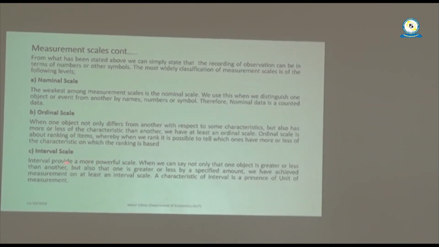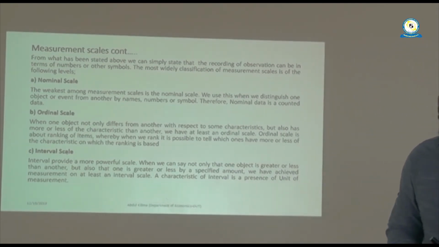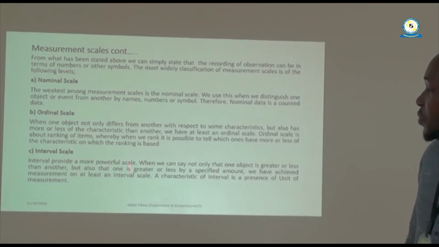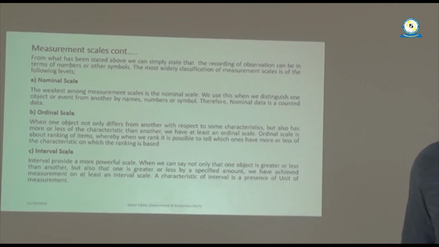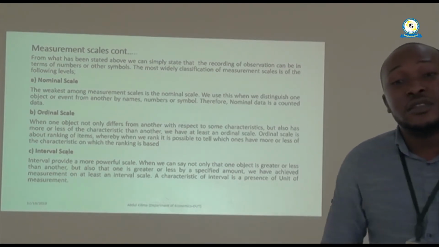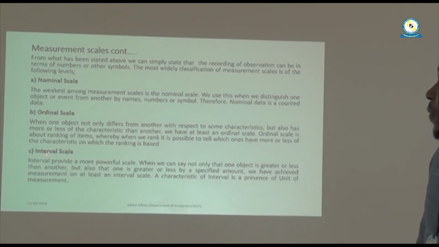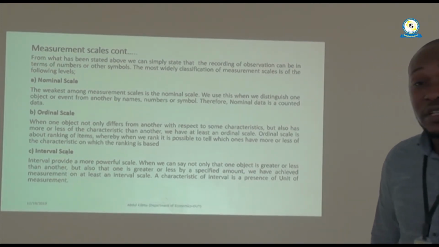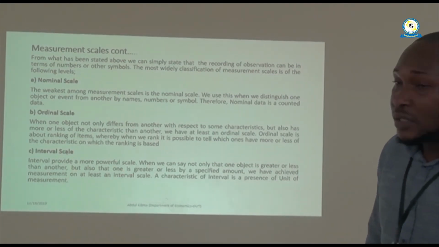Then the other scale is the interval scale. The interval scale is the second most powerful measurement scale. We can not only say that this one is greater than the other one, but also that it is greater or less by how much. For example, if I've given you an exam and someone scores 100, and someone scores 90, the one who scores 100 is 10 marks greater than the one who scored 90.